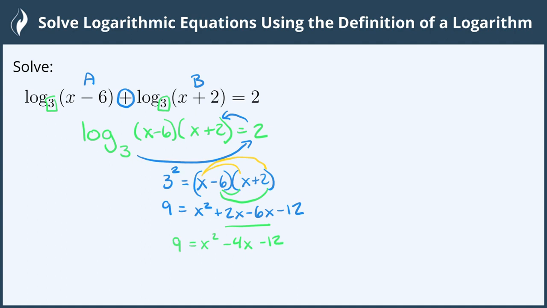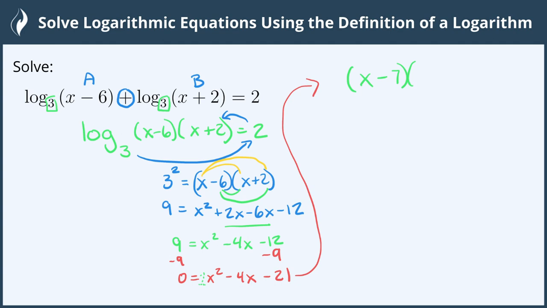To solve for x where we have an x squared, we need to subtract the 9 from both sides so that it equals 0, giving us the opportunity to use the zero product property. 12 minus 9 is negative 21. Now let's factor this. It's in the form where our a is 1, so we only need to look at factors of 21. This factors into x minus 7, x plus 3, and this is still equal to 0.